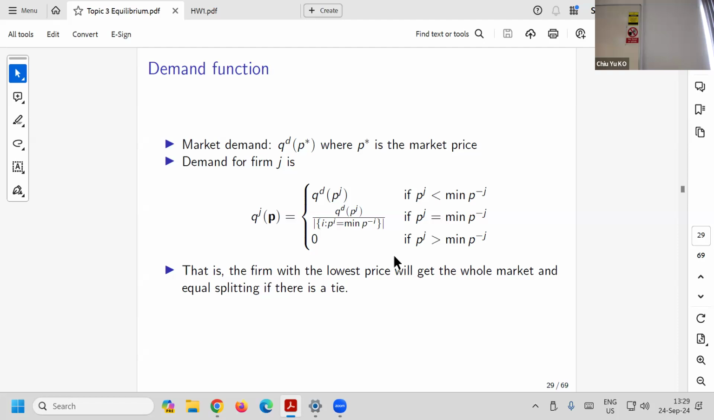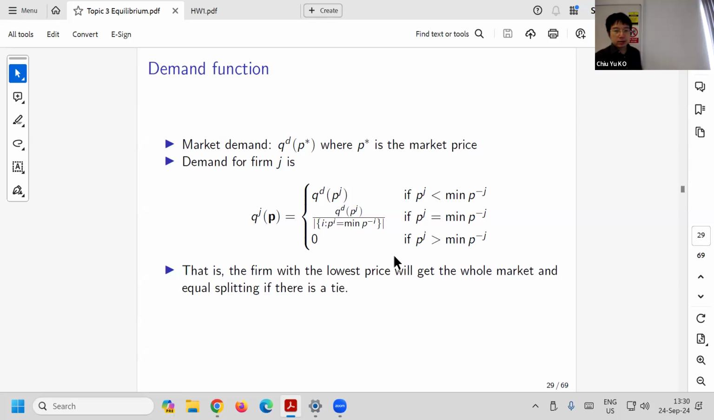Okay, this is a knife-edge case, but how you split doesn't really matter. There's just some division there. This usually is not important for applications, but we just assume equal sharing. So mathematically it's complicated, but the English is very simple. Goods are the same for every firm, so the representative consumer will go to the lowest price. If there's more than one, they will split equally between the firms that have the lowest price.